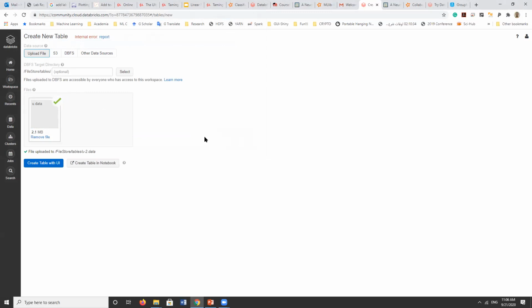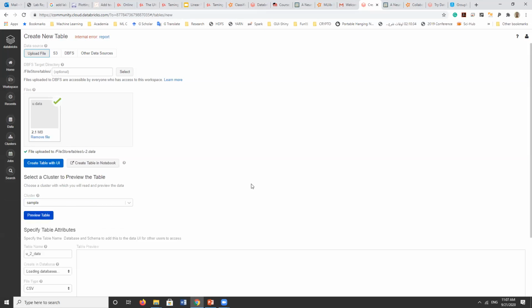Just wait for your friends over Zoom to do that. So after loading the u.data into the dataset, click on Create Table with UI. It's just asking you for the cluster. So we already created a cluster. Click on it. So here you choose your cluster name, then click on Preview Table.